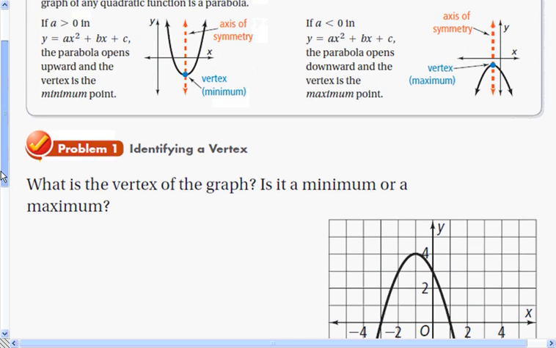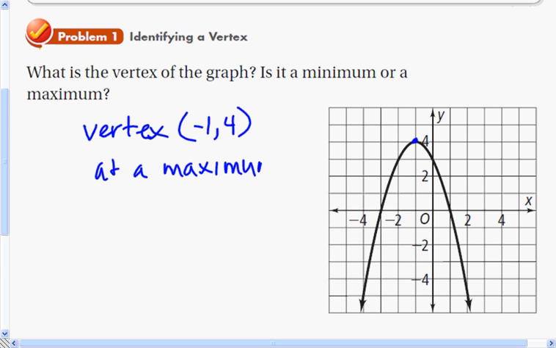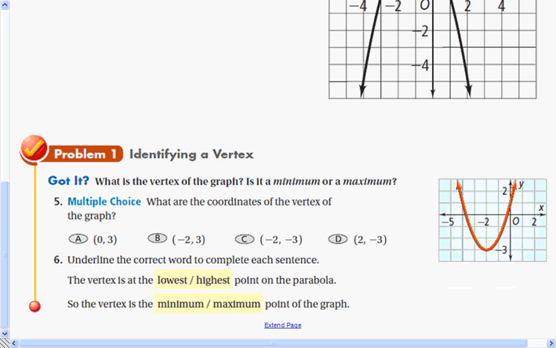So, all right, so here we go. What is the vertex of this graph? Is it a minimum or is it a maximum? Okay, if you look at this graph, you can see that the vertex is at the highest point of the graph right there. And since it's the highest point, then it's a maximum. So our vertex, and then we just want to give the coordinates of that vertex point, and that would be -1, 4, and it is at a maximum function value. All right? Go ahead, you can try that.